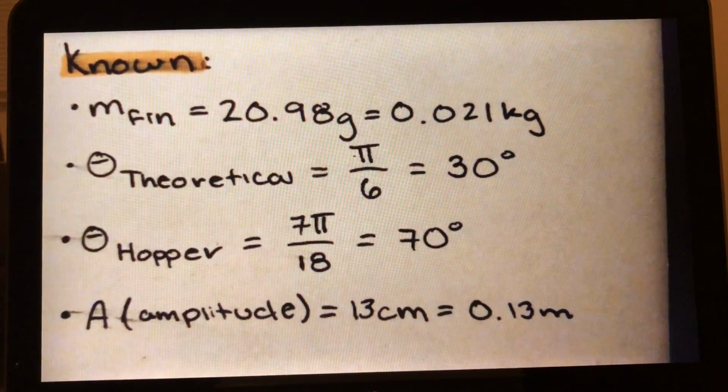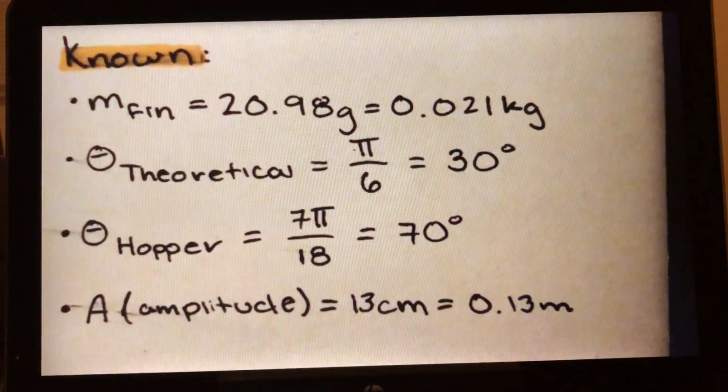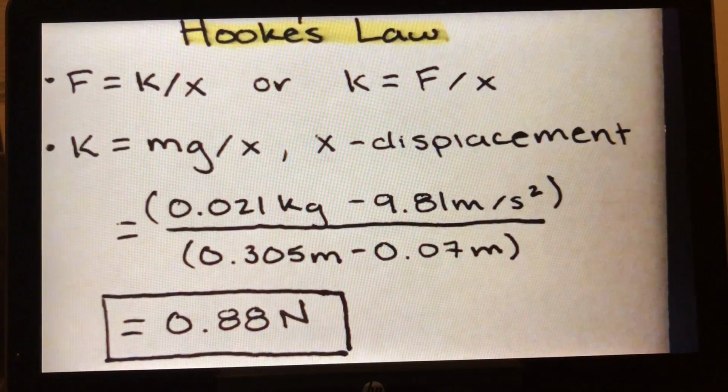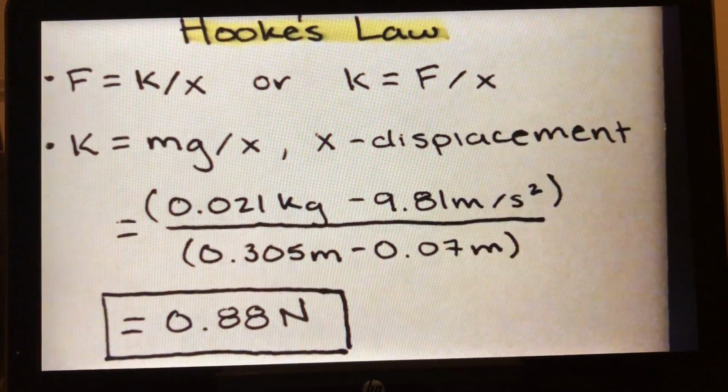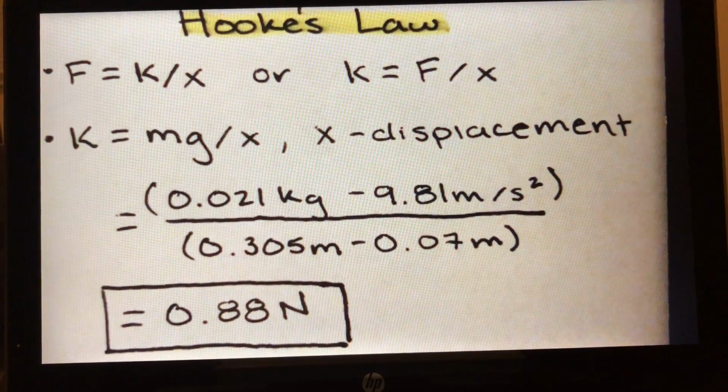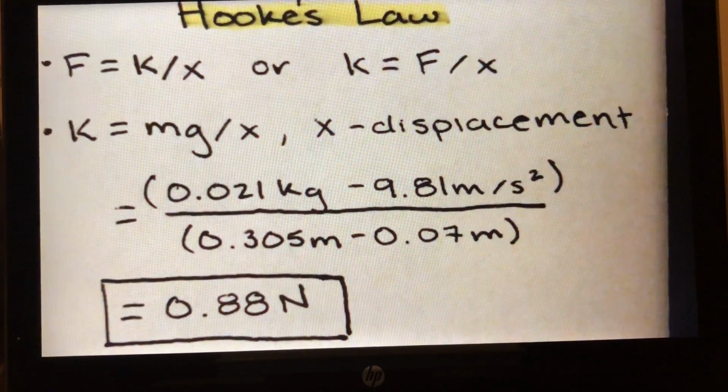We'll start off with our known values. This is what we use for our calculations. So we start off with Hooke's law to find the constant of elasticity. Hooke's law states that force is equal to the constant divided by the displacement. I'll show you guys how to find the displacement after this.